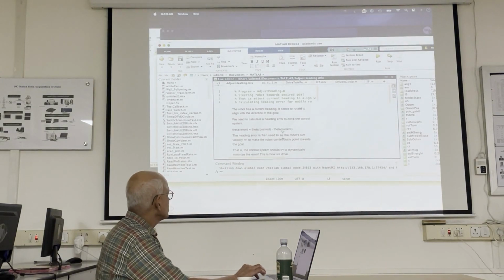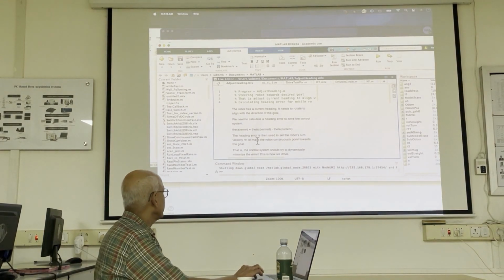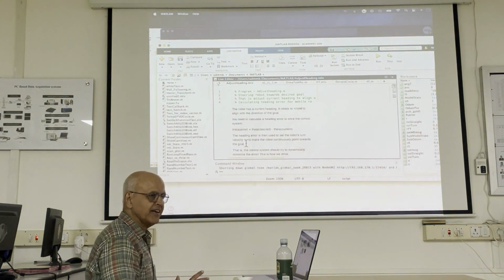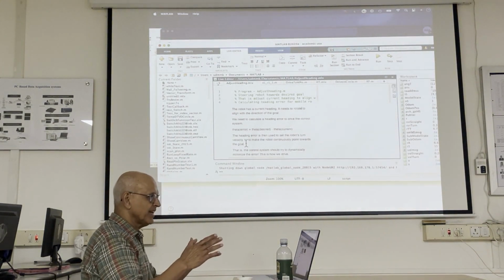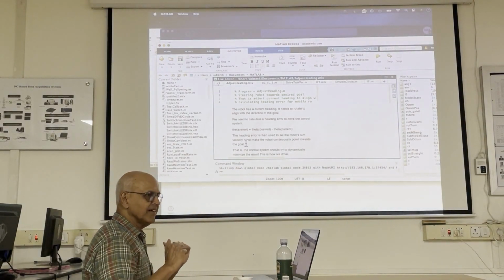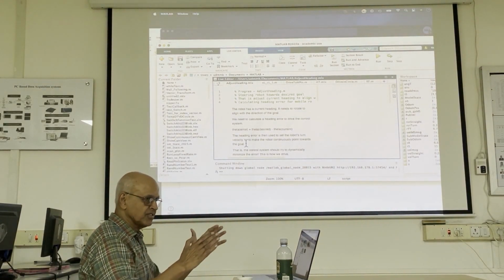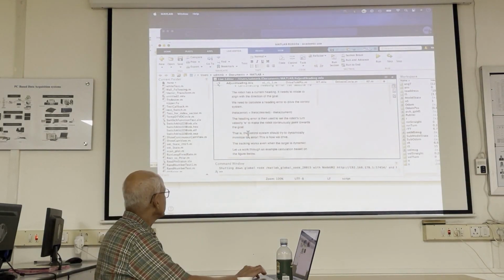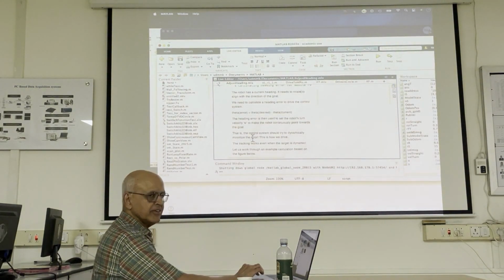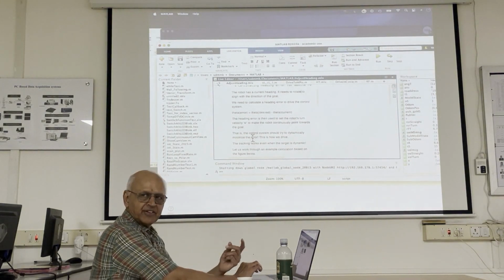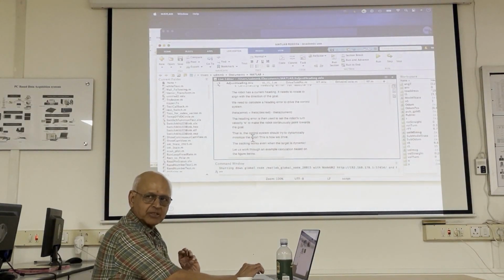The heading error is then used to set the robot's turn velocity omega to make the robot continuously point towards the goal. That is exactly how we drive. If you want to go down a lane, right? You constantly turn, right? To adjust yourself. That's the same thing. So the control system should try to dynamically minimize the error. You can go proportional integral derivative control, but let's just stick to proportional.